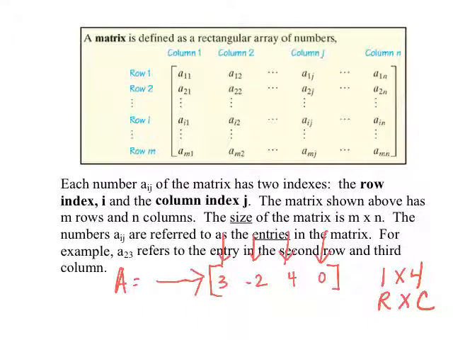And matrices can be any size. All right, and then we can also refer to this as element A11, A12, A13, A14. So the first number is the row number, and the second number is the column number.